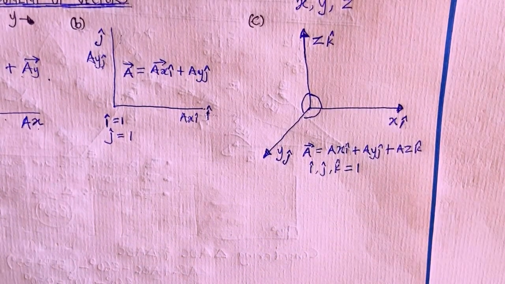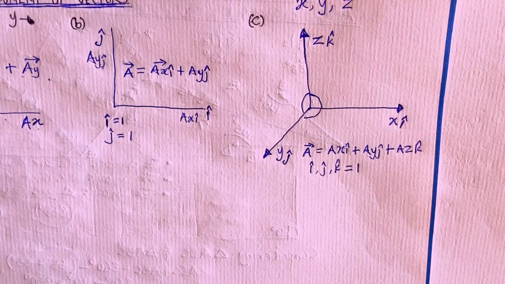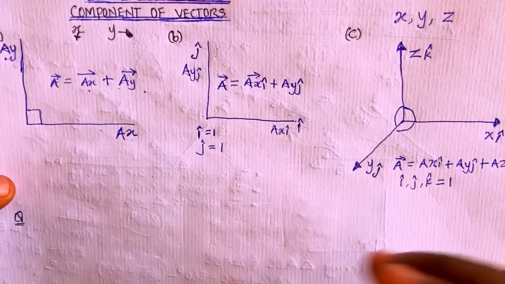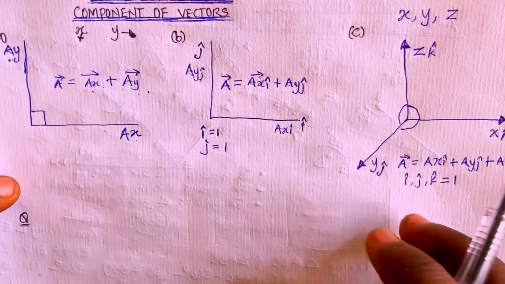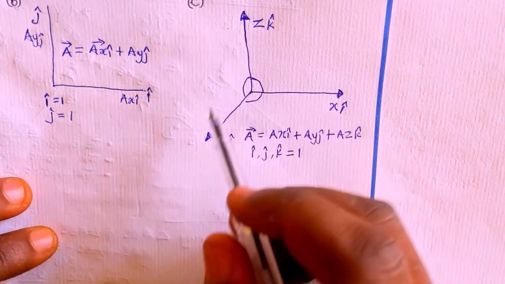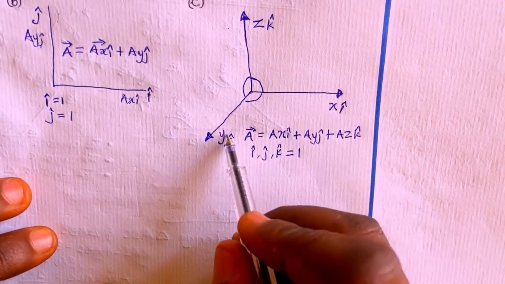So after that, in 3 dimensions, the vector A has 3 components. In 2 dimensions, the vector A has 2 components, as you can see. But in 3 dimensions, the vector A has 3 components, which is x, y, and z.